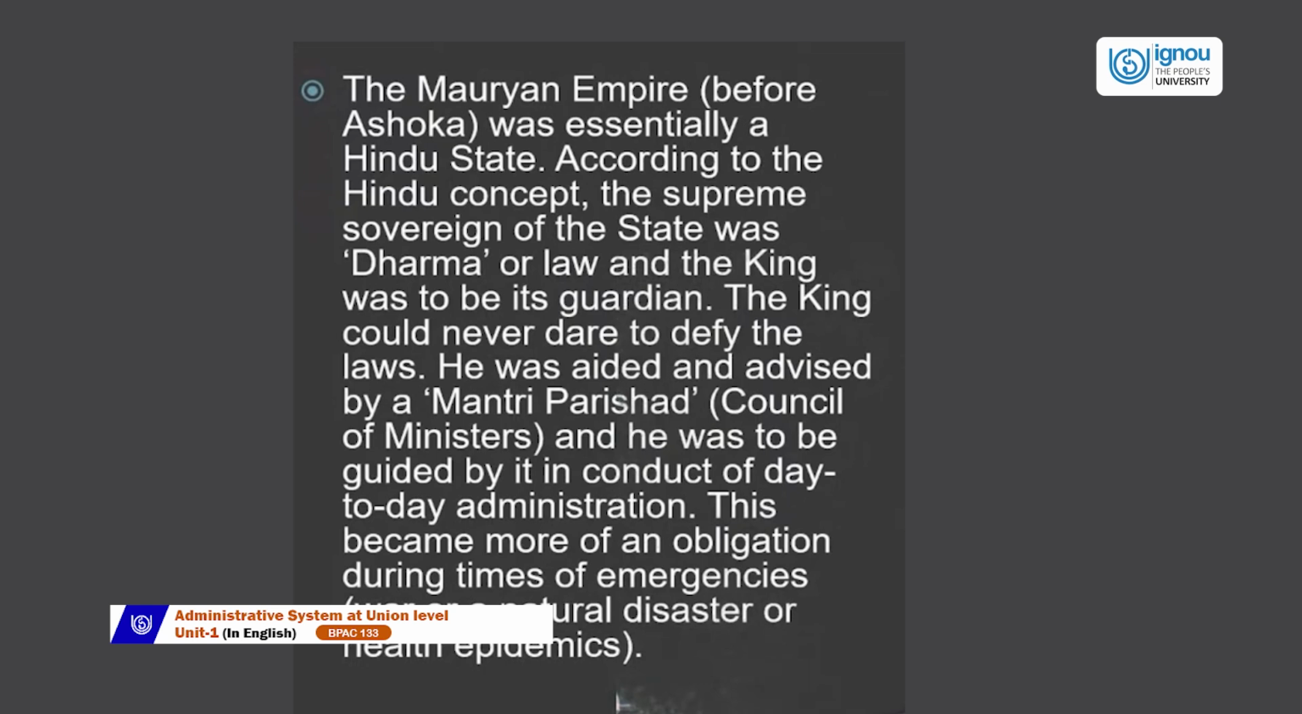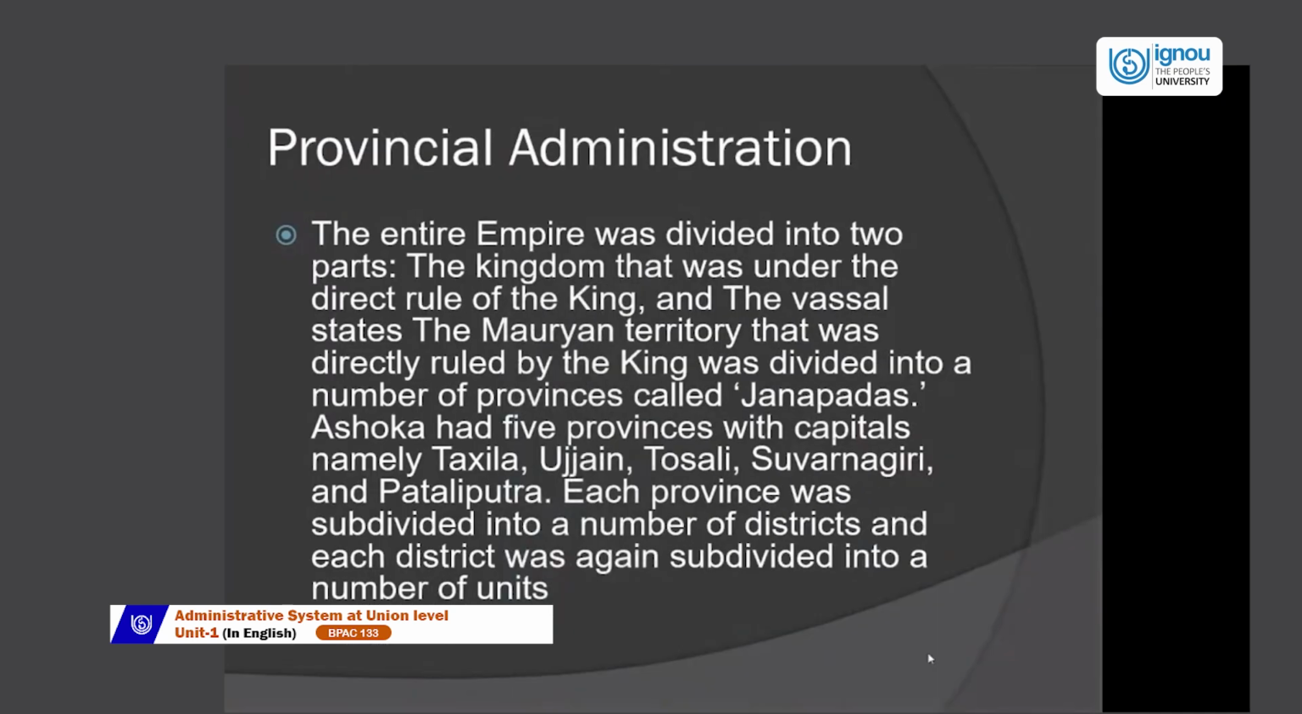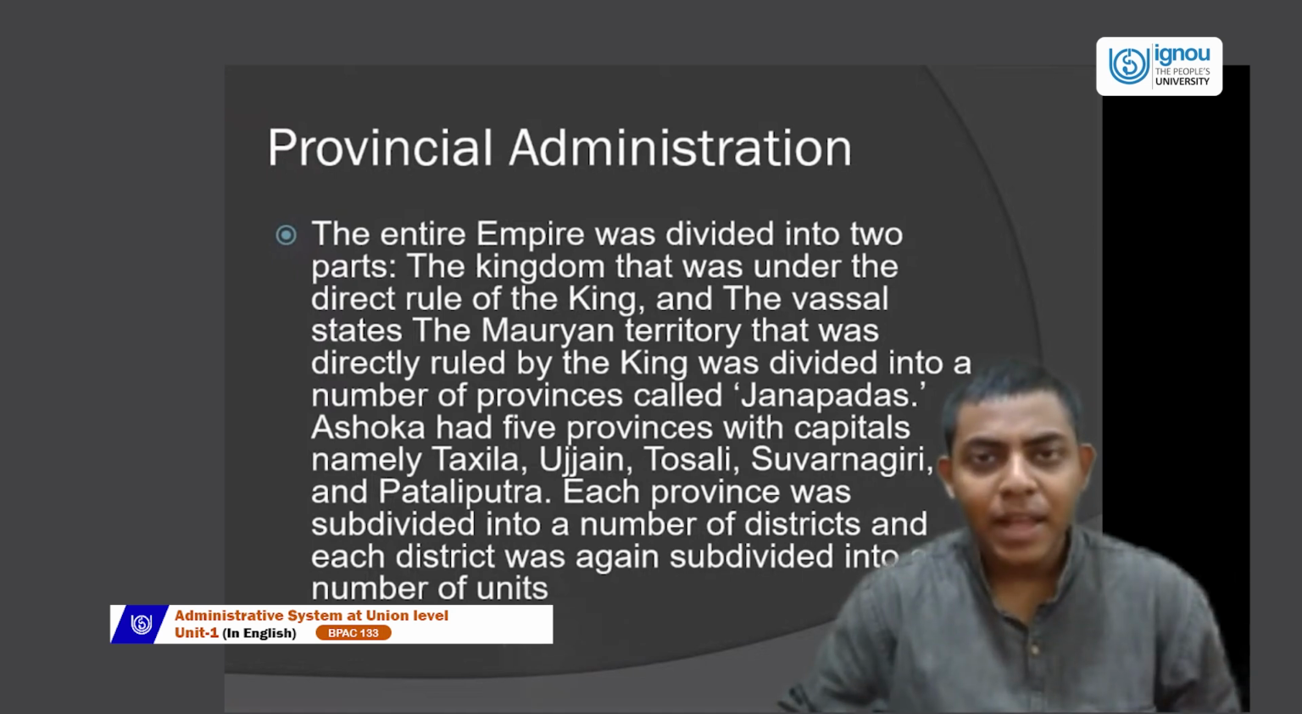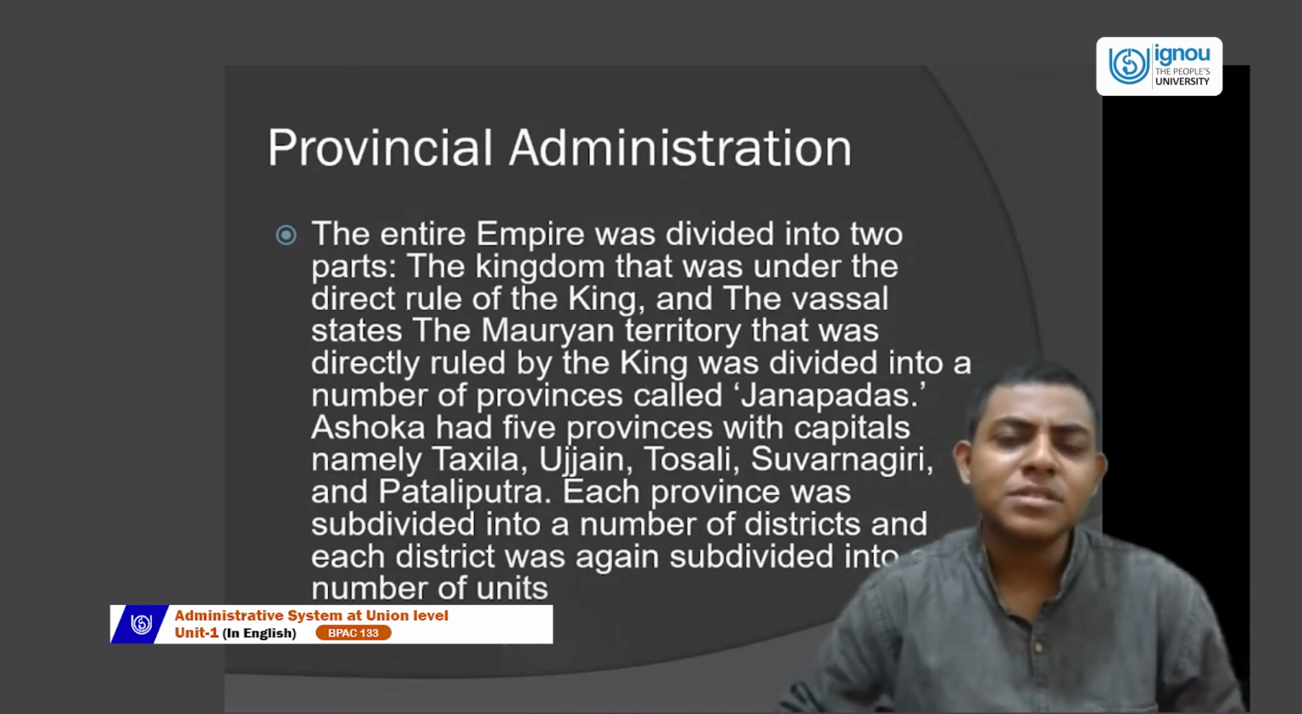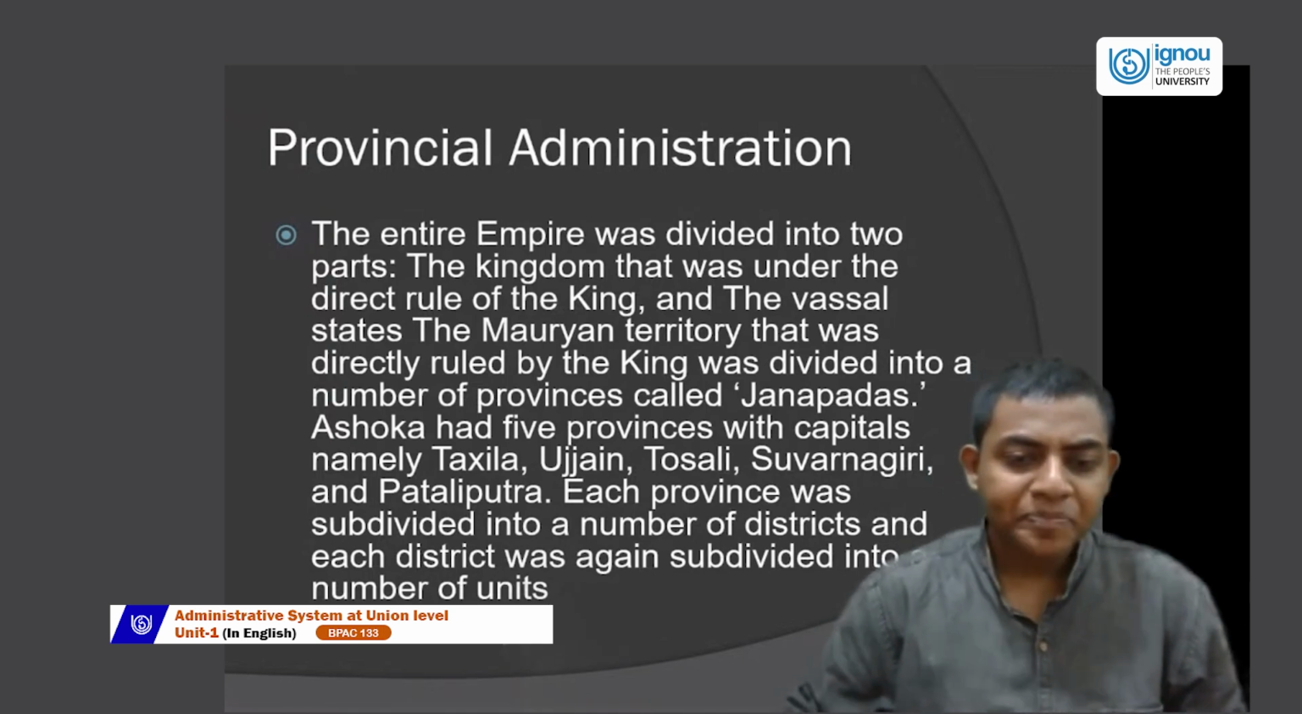Now let us see the provincial administration during the Mauryan time. The entire empire was divided into two parts. The first part was that which was under the direct control of the king, and there were certain vassal states as well. The Mauryan territory that was directly controlled was divided into cities, and those cities were further divided into wards. So that system is still going on today.